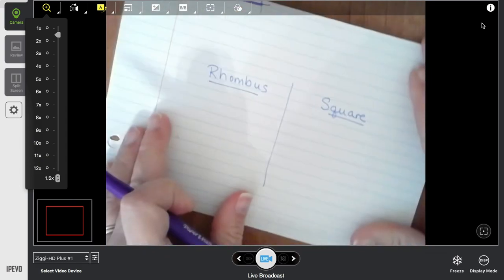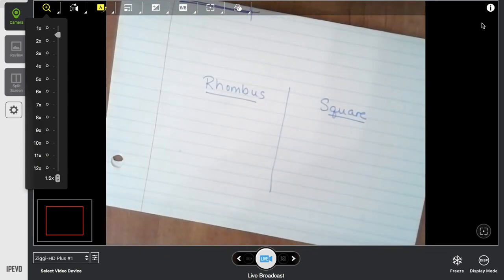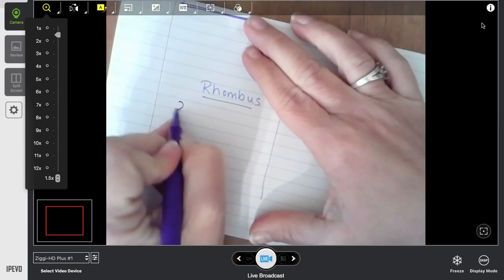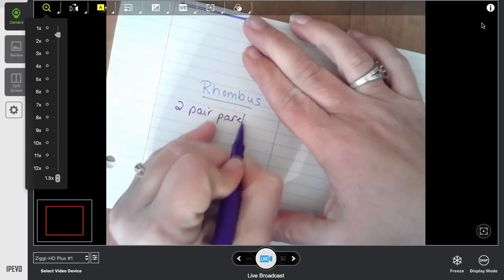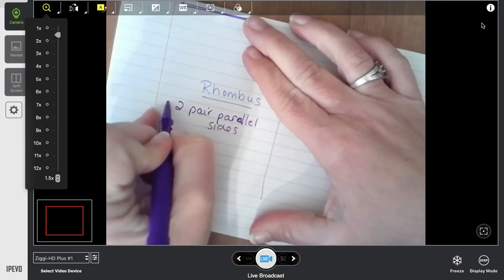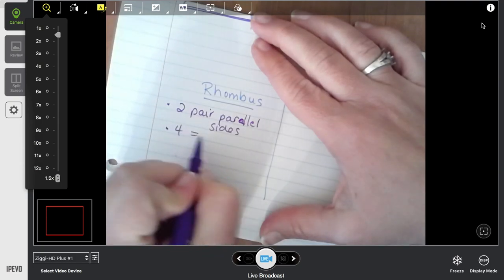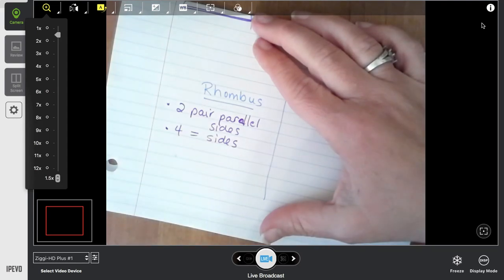In order to be called a polygon, it has to have the limited requirements for that polygon. So let's talk about a rhombus. A rhombus has two pairs of parallel sides. It has to have four equal sides. And it has to have, obviously, four sides. That's all the requirements for a rhombus: two pairs of parallel sides and four equal sides.